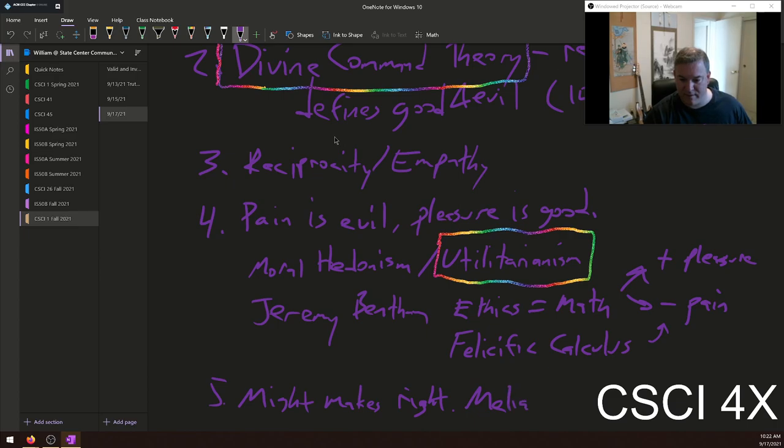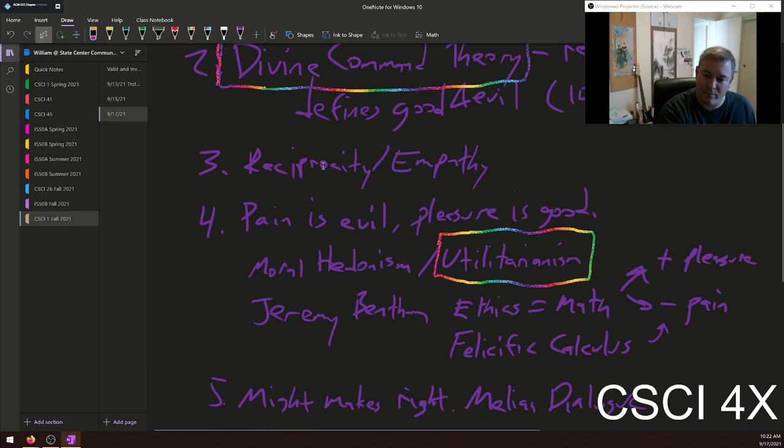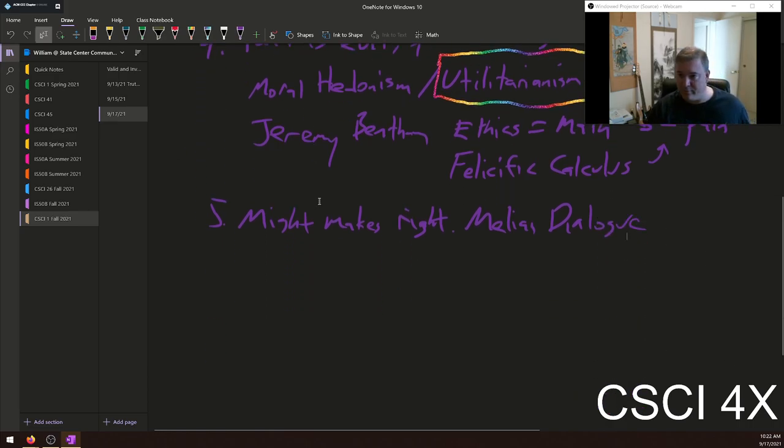So there's something called the Melian dialogue. Athens was involved in this big conflict with Sparta back in the day, not recently. Don't get excited. And both Athens and Sparta had allies. And Sparta basically always beat up the Athenians on land. The Athenians always beat up the Spartans on sea. And so it formed this sort of long-running stalemate.